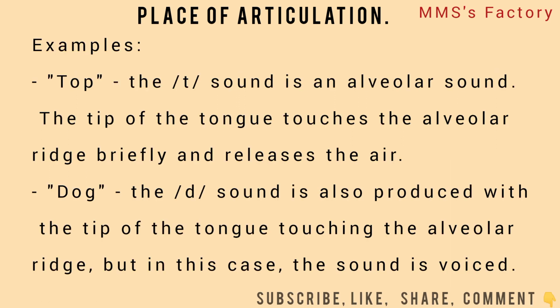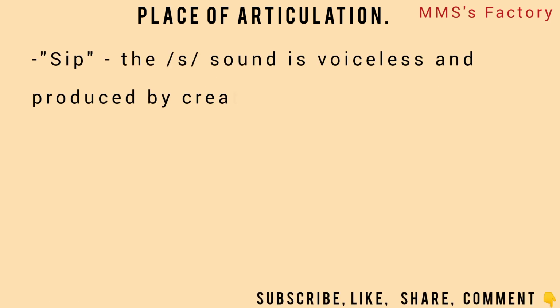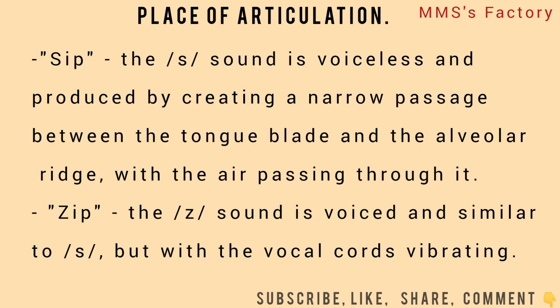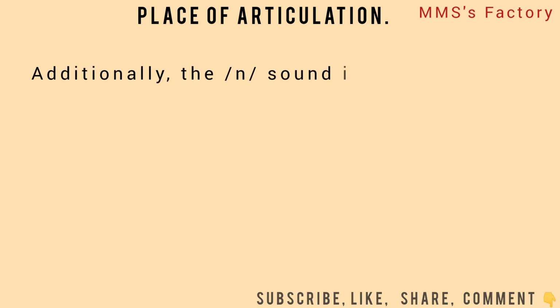Examples: top, the T sound is an alveolar sound. The tip of the tongue touches the alveolar ridge briefly and releases the air. Dog: the D sound is also produced with the tip of the tongue touching the alveolar ridge, but in this case, the sound is voiced. Sip: the S sound is voiceless and produced by creating a narrow passage between the tongue blade and the alveolar ridge, with the air passing through it. Zip: the Z sound is voiced and similar to S, but with the vocal cords vibrating.